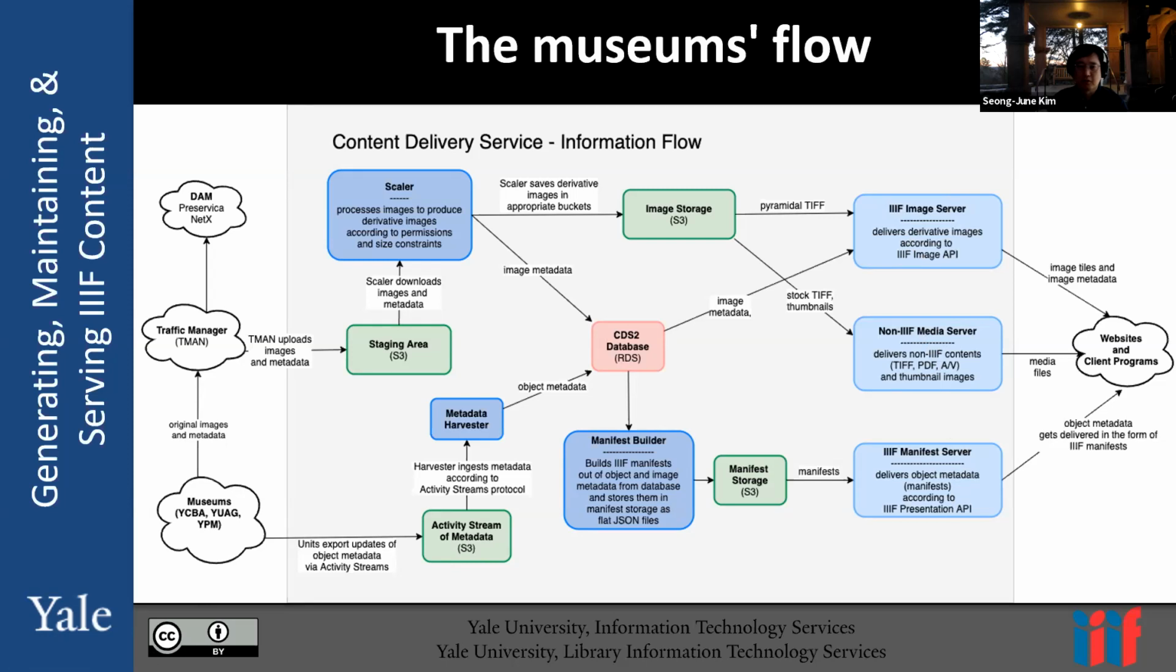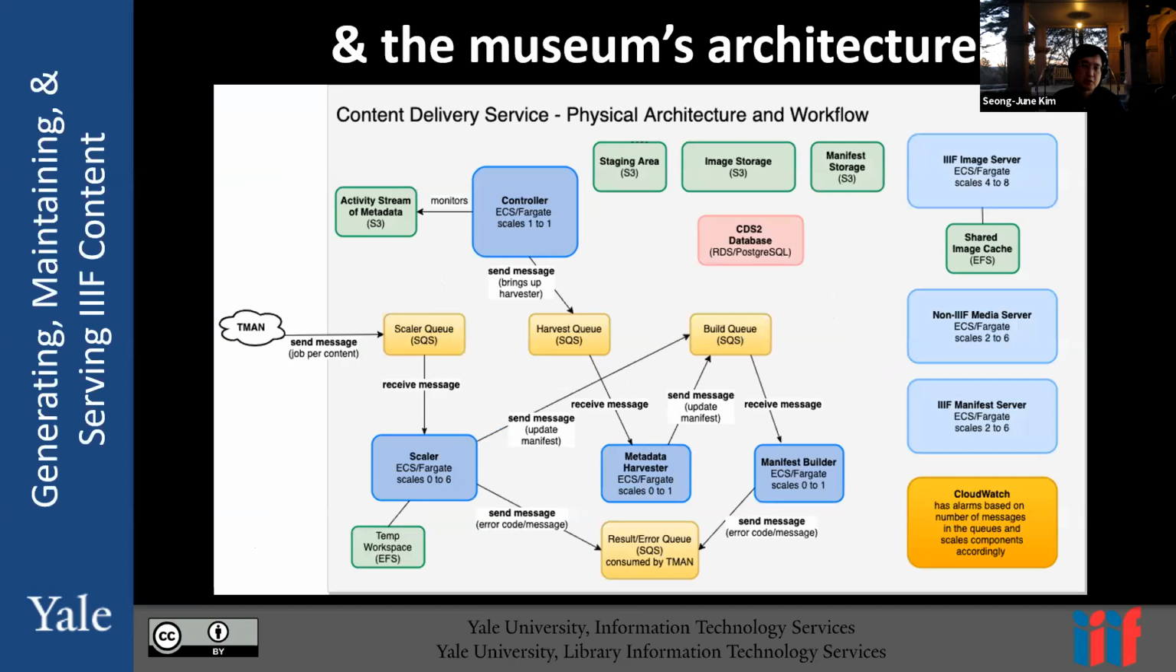So next slide. This is a physical architecture. This one lists all the components without arrows. The arrows focus on the controls, and we introduced the SQS message queues here. We make heavy use of SQS to control the workflow.